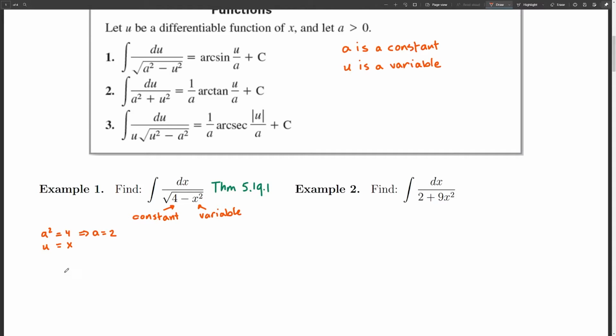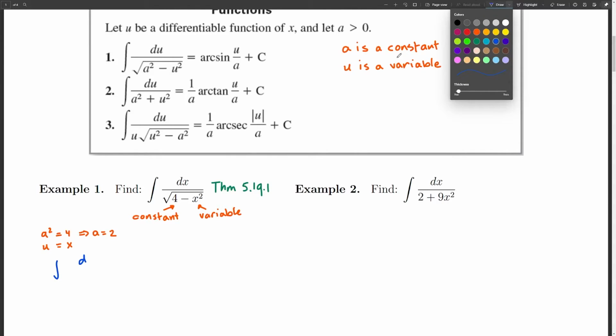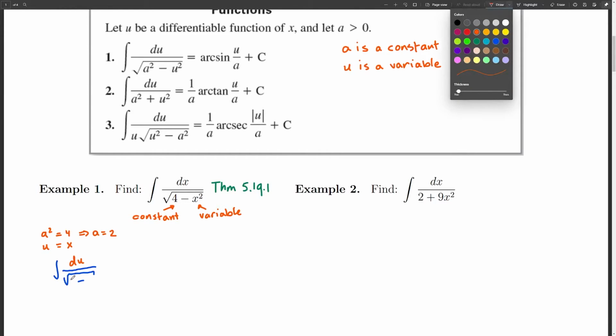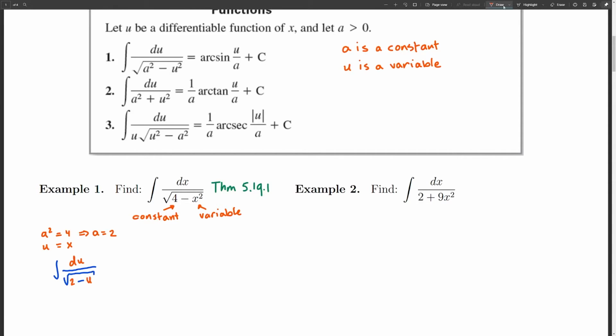So we can rewrite this integral, where dx becomes du. So we can change that here. Let's make that du, and then over the square root of 2 squared minus u squared. And if you don't like to write it like this, and you're confused by that du, you could also just write it as 1 over the square root of 2 squared minus u squared, and then put the du at the end.